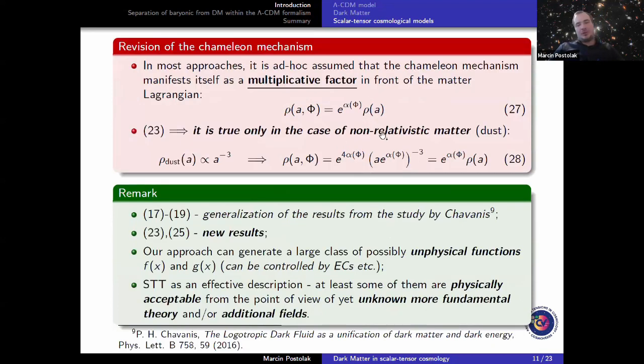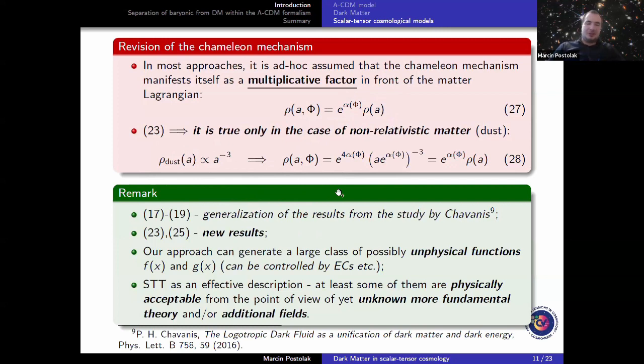Okay, so what are the conclusions that come from our formalism? In fact, in most approaches, the authors assumed ad hoc that the chameleon mechanism manifests itself as just a multiplicative factor in front of the matter Lagrangian. So here you can see e to the alpha of phi times just the function rho of a. But in fact, this is true only in the case of non-relativistic matter, because in the case of cosmological dust, rho of a is proportional to a to the minus cubed. So if you take another form of the rho of a, then you don't obtain just the multiplicative factor in front of rho of a.